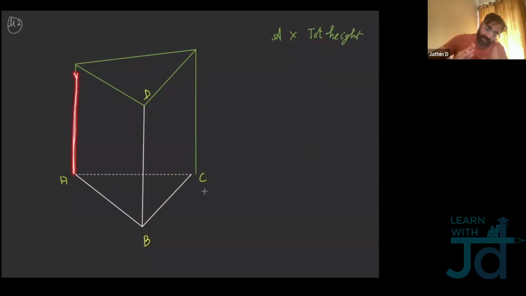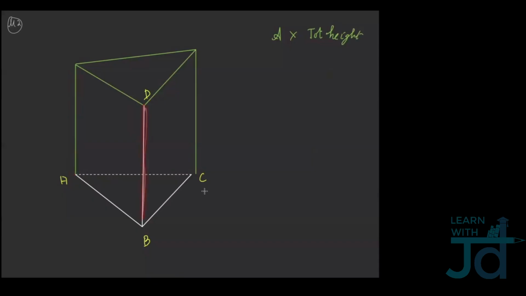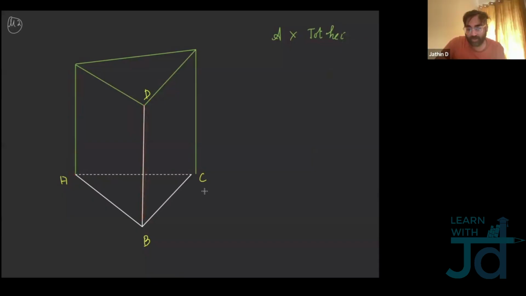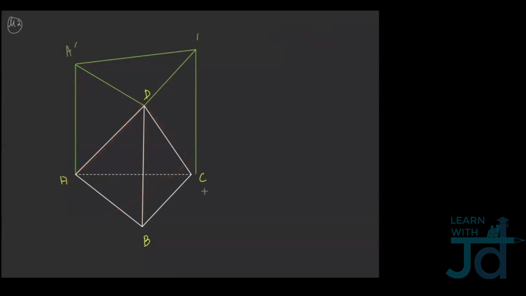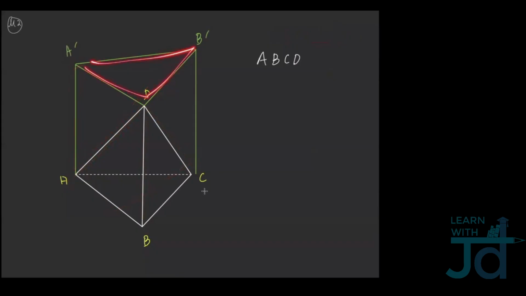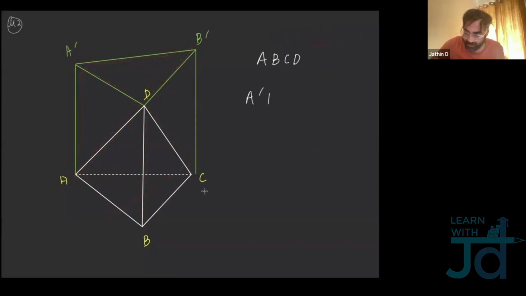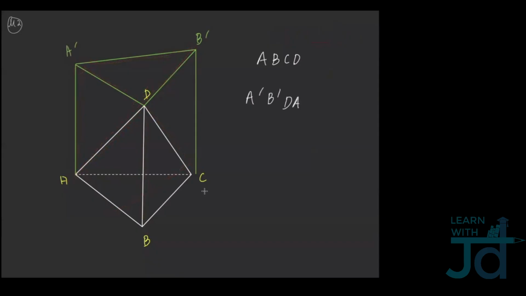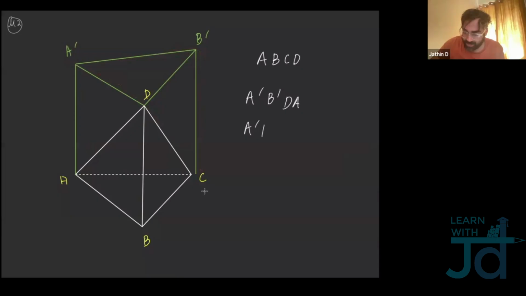But I have taken this parallel to this. Now, how many tetrahedrons will fit in this? Can you tell? Three. One is this. And if I say this is A dash and this is B dash, one taking AD and one taking B'D, then BCD will be one. This one is A dash B dash D A, and this one will be A dash B dash D C.